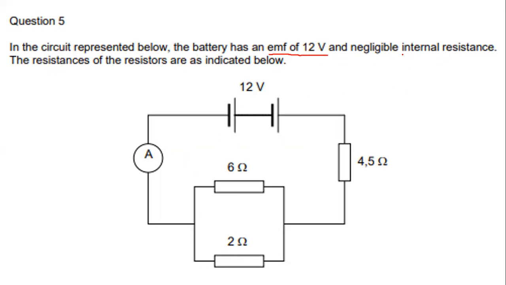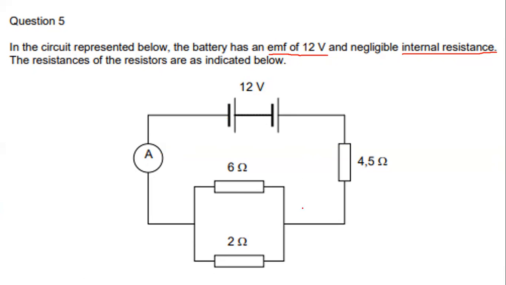And negligible internal resistance. Remember, we need to know the definition of both the EMF as well as the internal resistance. And we know when we talk about the EMF, we are talking about the potential difference across the cell when the circuit is open. In other words, it is that potential difference across the cell when this circuit is open, when there is no current flowing in the circuit.